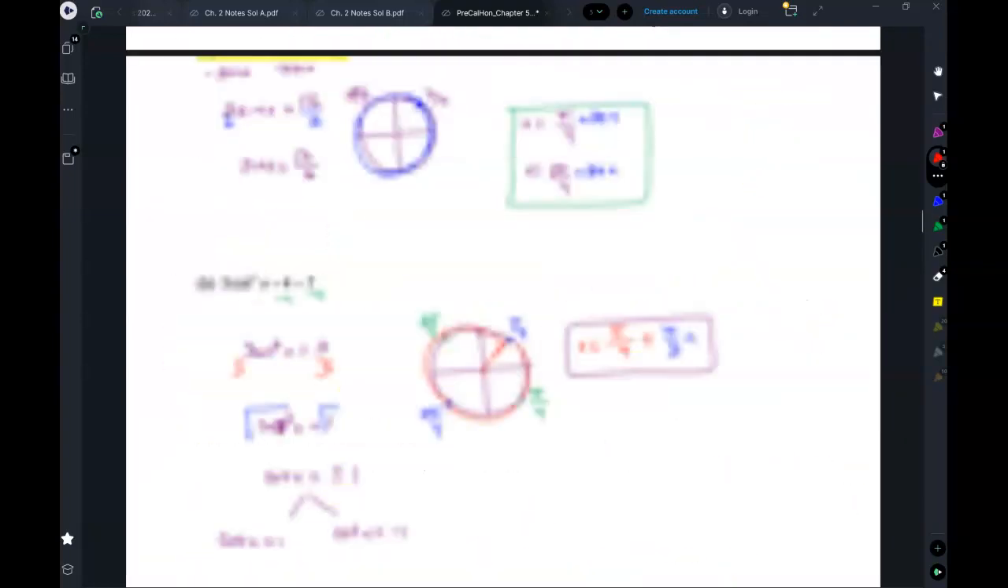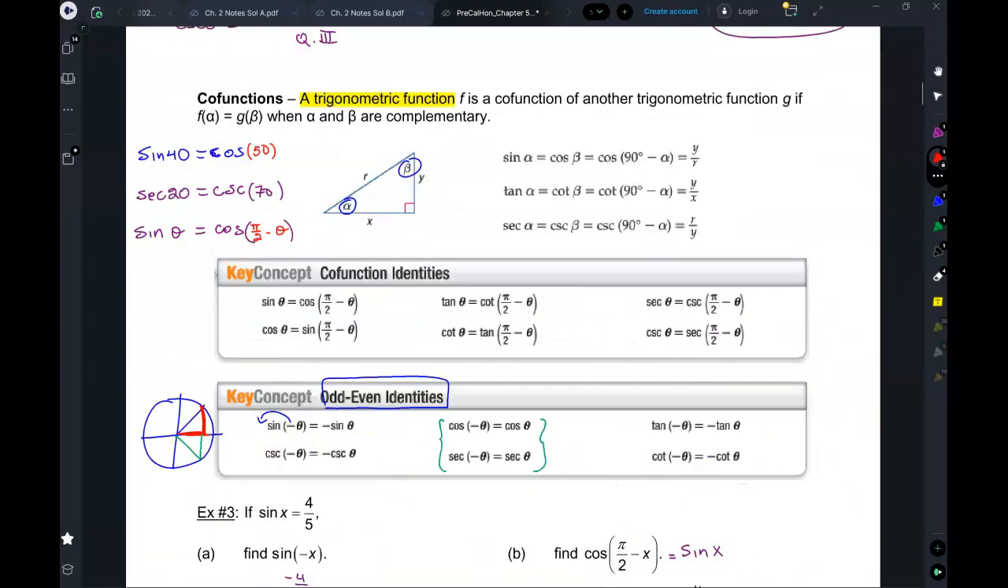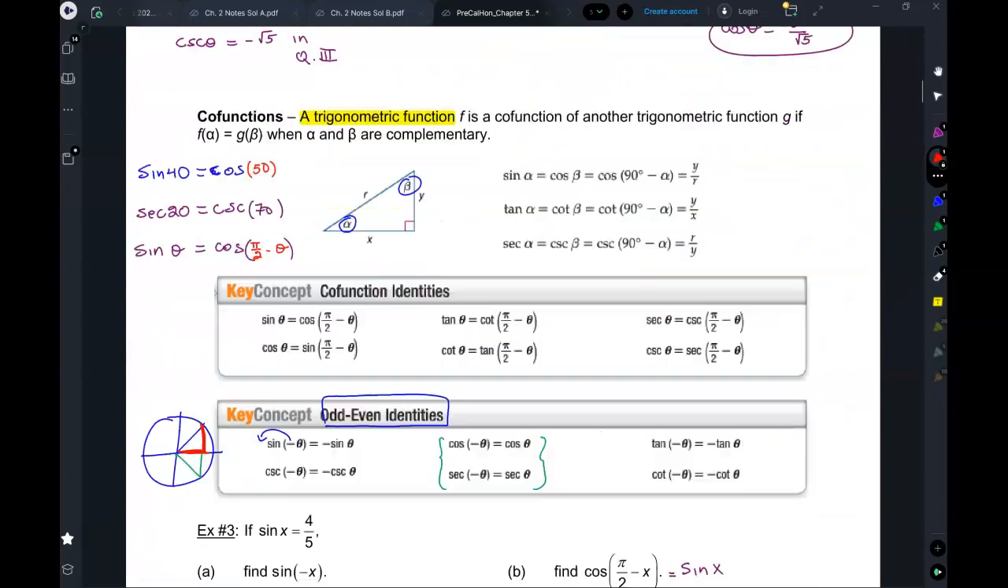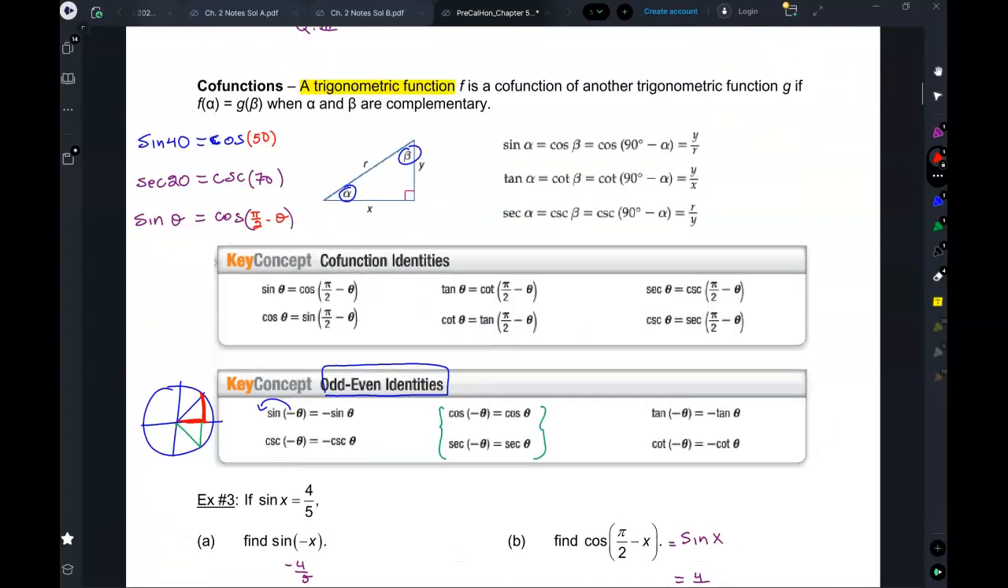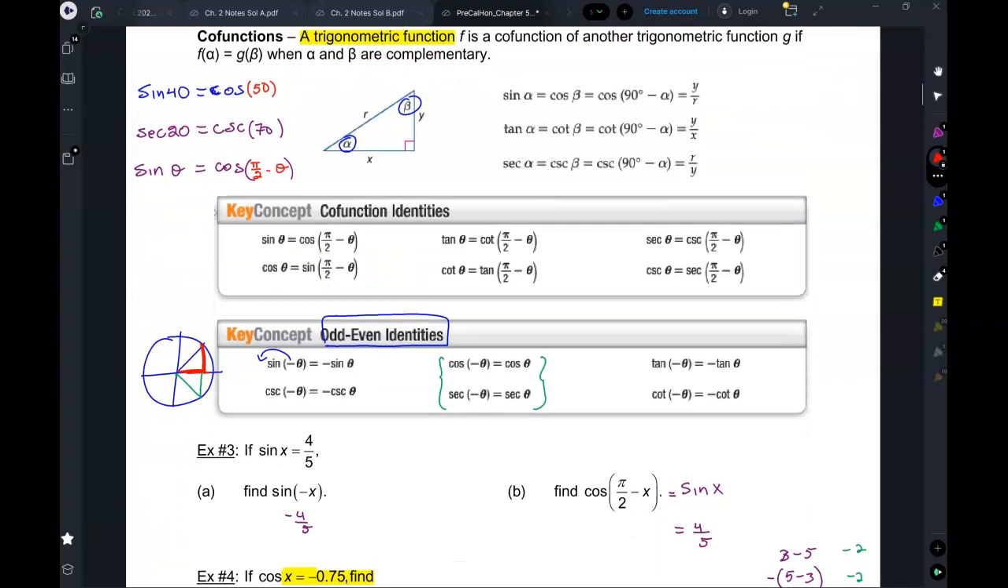Okay, so go to this section, this page. What page? This is like the second page of the notes. It's these identities. Cosine of pi over 2 minus theta is this. Okay, I'm going to do another example of the one I just did. That's a different one, yeah.